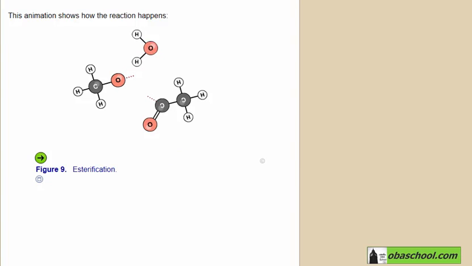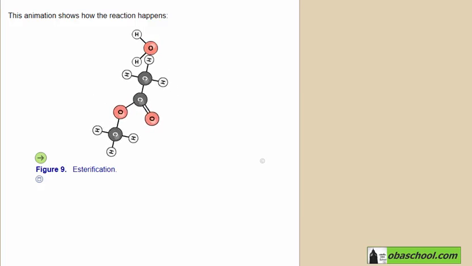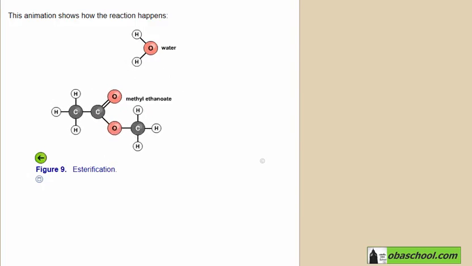So a molecule of H2O will leave, and then a new bond will form between this carbon atom and this oxygen atom. So a new bond has formed, and now we have the ester, which is methyl ethanoate. So this is how the reaction takes place.